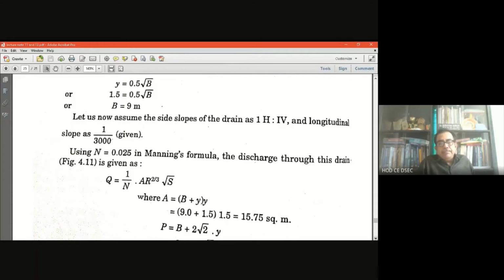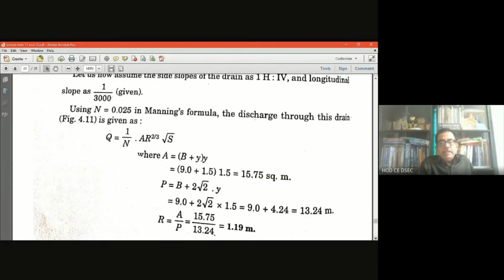Now what is A? A is nothing but B plus Y into Y. A means the area of the trapezoidal section. Geometrically we can derive A in terms of B and Y, that is B plus Y into Y. B is already calculated as 9 meter with an assumed water depth Y of 1.5 meter. The value of A comes to 15.75.